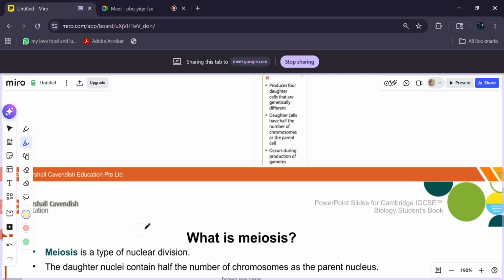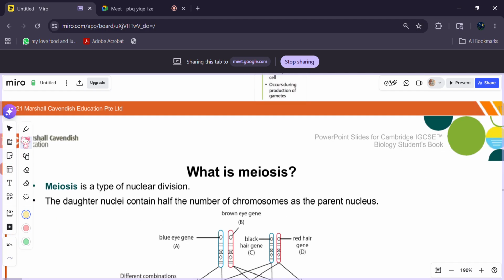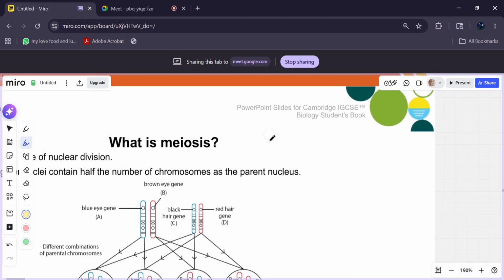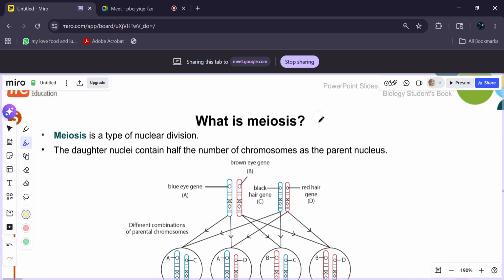So remember, in mitosis we said that the daughter nucleus has the same number of chromosomes as the parent nucleus. But this is not the same as meiosis. In meiosis, each daughter nucleus contains half the number. It contains half of the number of chromosomes as the parent nucleus.